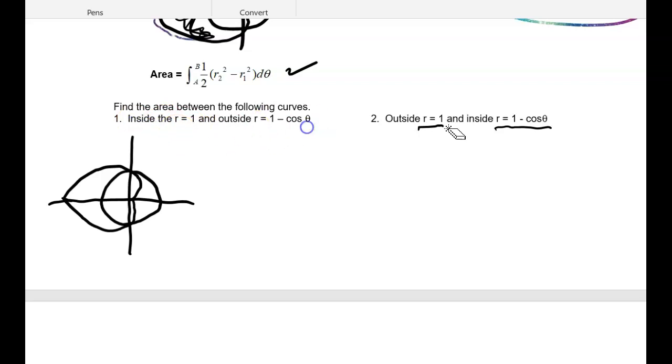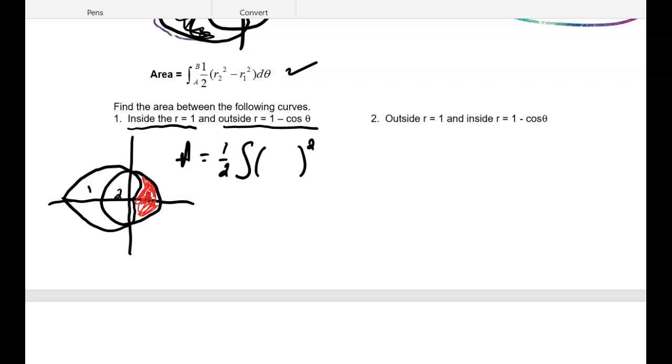So for number 1, we are going to do inside the circle, but outside of the cardioid. So if we look at this graph, we have region 1 here, region 2, region 3. The region that satisfies those two conditions, you're inside the circle, but outside of the cardioid, would be region number 3. This is what we are looking for.